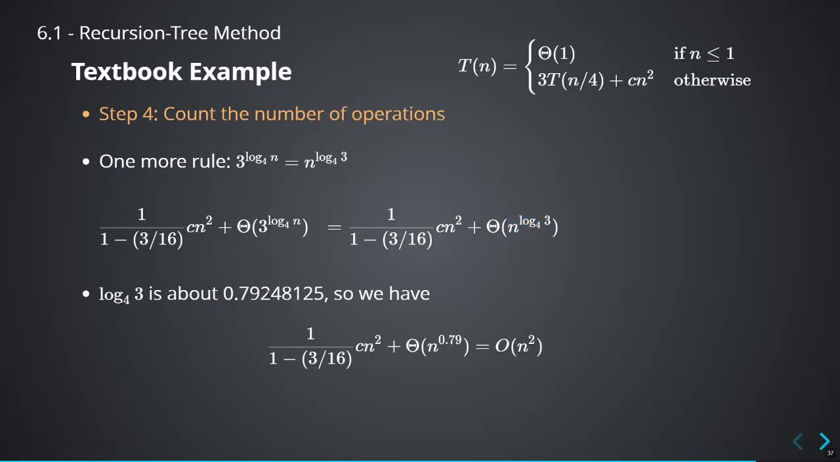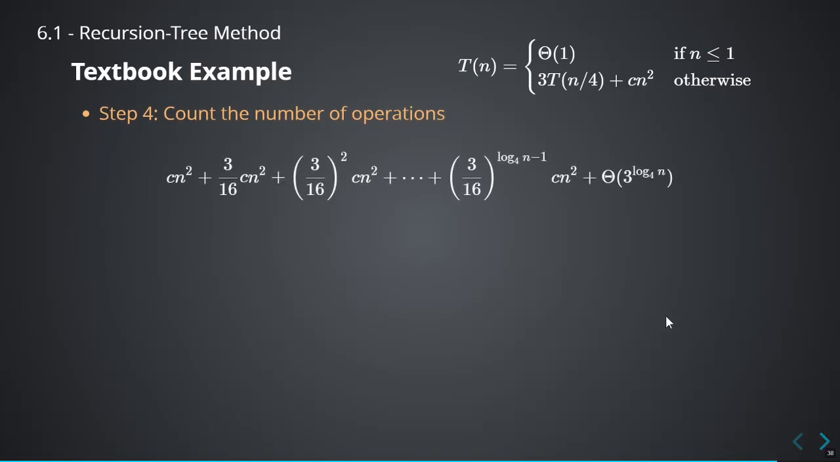Now, log base 4 of 3 is about 0.79. So this is big theta of n to the 0.79, which is less than n squared. So good news, the complexity of this algorithm is just big O of n squared.